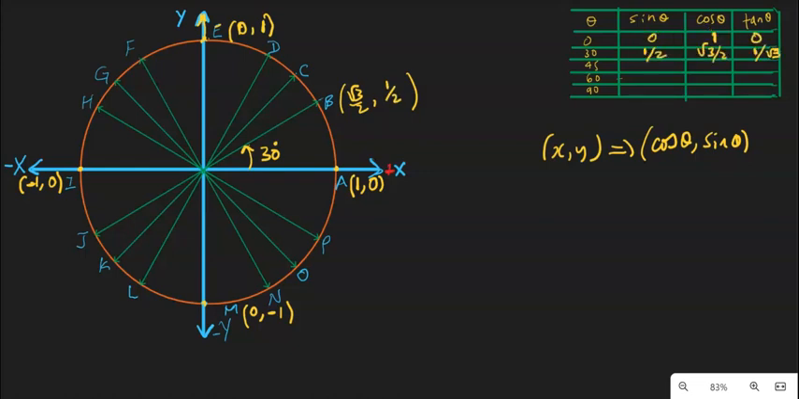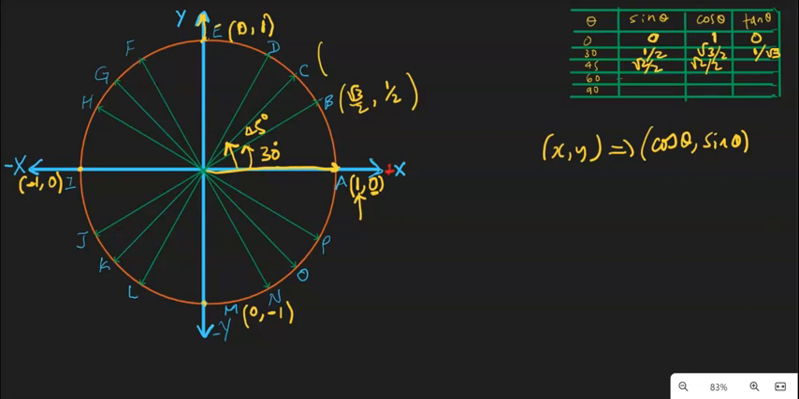Or if we consider angle 0 right on the x-axis here, that means sine of 0 is 0, and cosine of 0 is 1, which is 1 here. So if you take another angle, which is the most common one, 45 degree, cosine of 45 degree is square root of 2 divided by 2, and sine of 45 is square root of 2 divided by 2. You can find these values from any trigonometric tables.